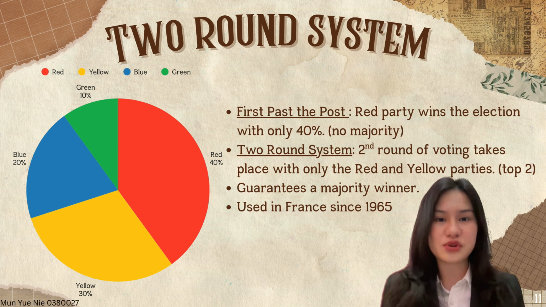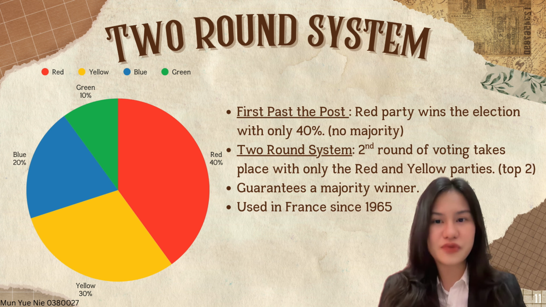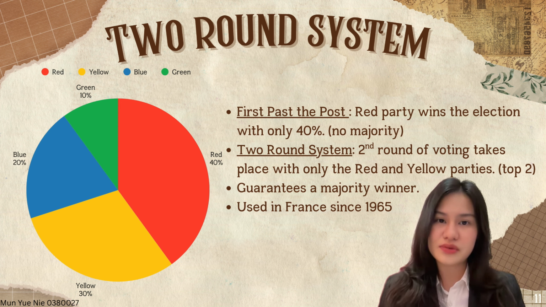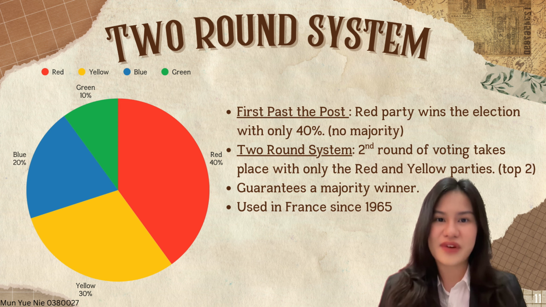This ensures a clear majority winner. Additionally, this system allows voters to vote genuinely in the first round without the pressure to vote for the lesser evil, as they know they will have another opportunity to influence the results. On top of that, the French have utilized this system for presidential elections with success since 1965.